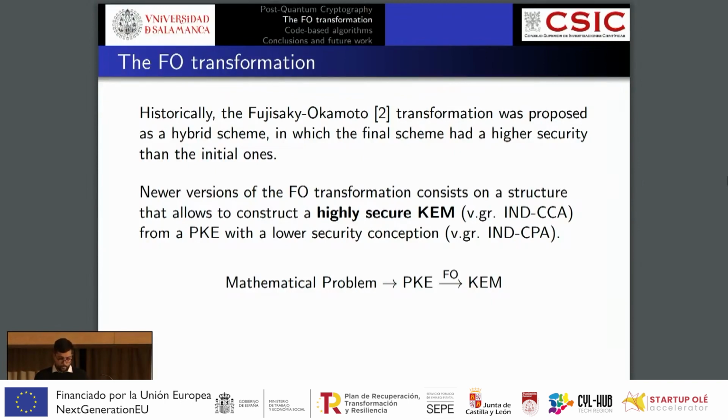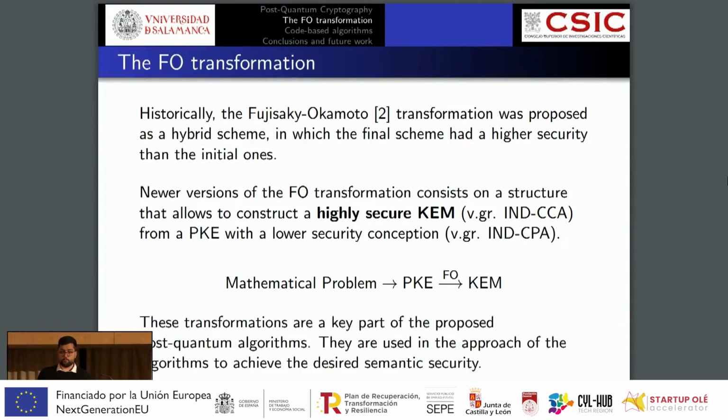So the steps that we will follow are the ones presented on the screen. We have a mathematical problem with a high computational cost to break. We build a public key encryption scheme around this mathematical problem, and then we apply the transformation to reach an even higher security and a final key encapsulation mechanism.